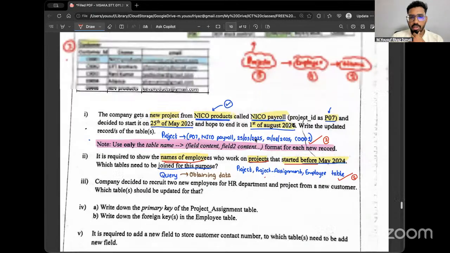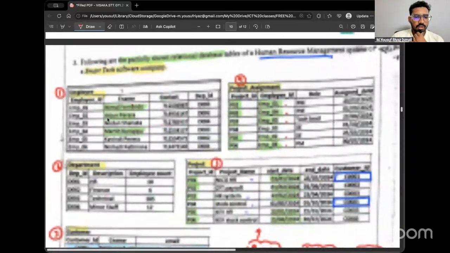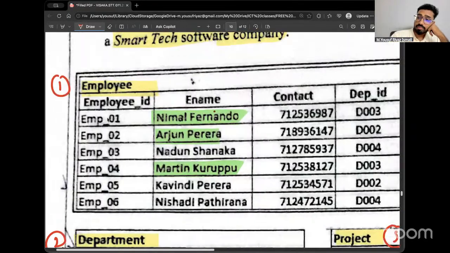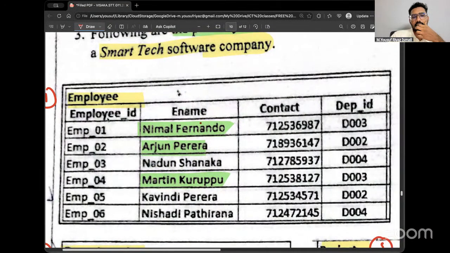Why doesn't it start with employee? Okay. You start with employee and tell me what is the data you're going to obtain from this table. If you're going to start from here, what is the data you're going to obtain from this table? We have 4 columns now. Okay, tell me the employee names who are working on the projects that started before May 2024. What are the names?